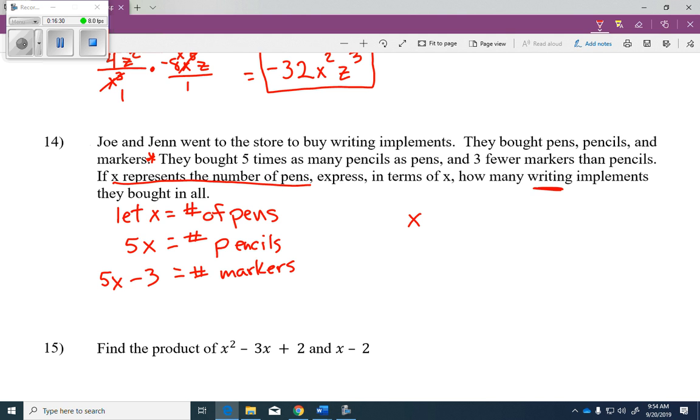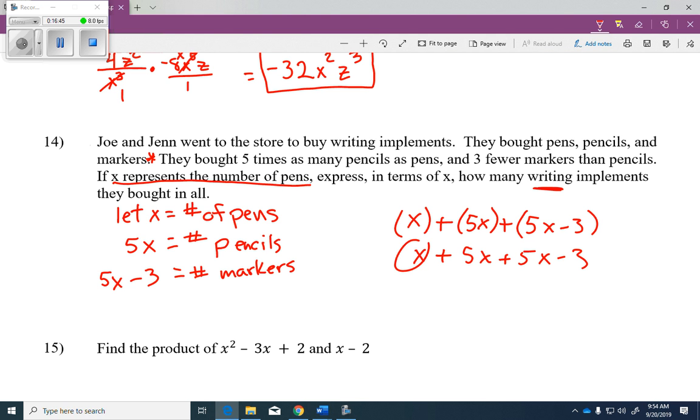So I have pens, and that's being added to pencils, which is being added to markers. So really it's an x plus a 5x plus a 5x minus 3, and we combine like terms. I have 11x minus 3 is the number of writing implements. So it was a multi-step problem, and you have to show all of your work to get full credit.